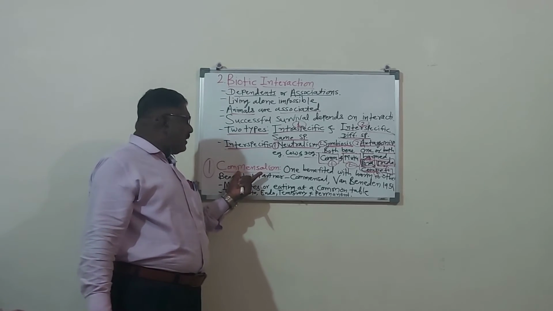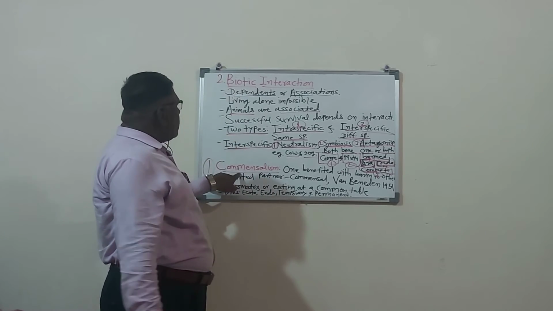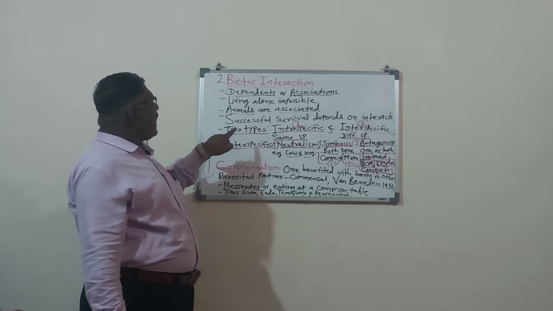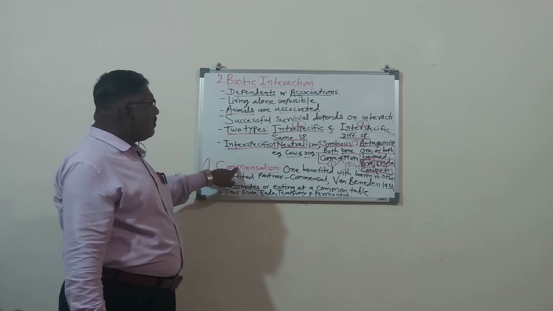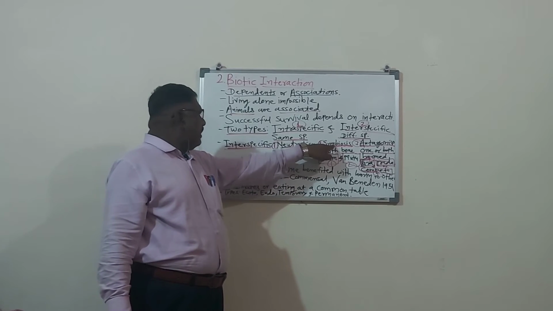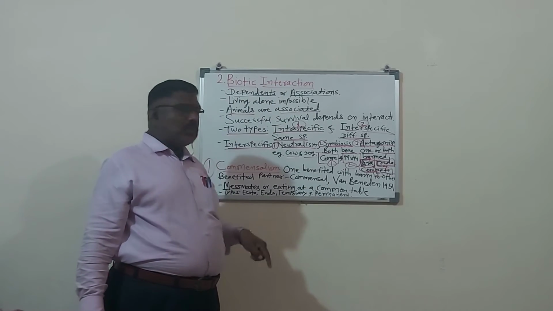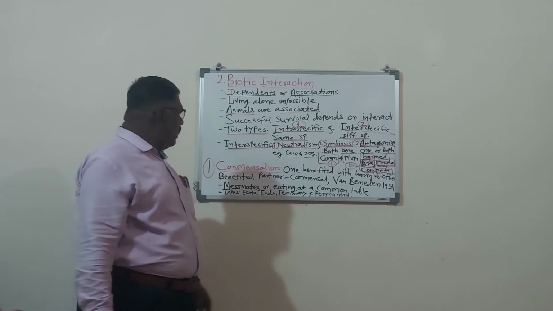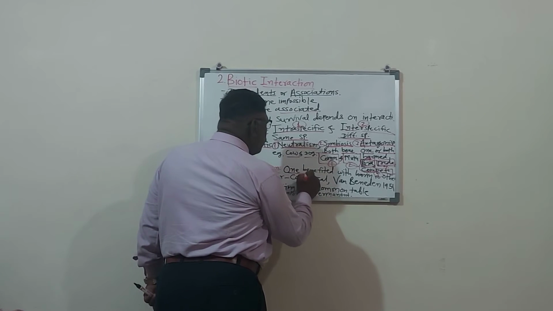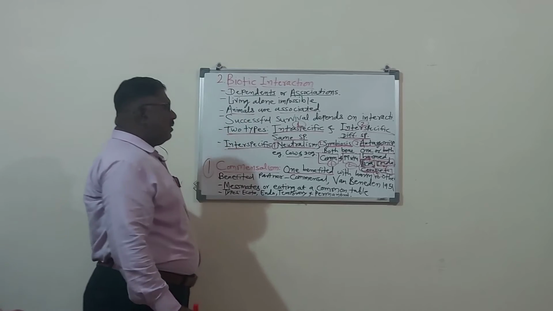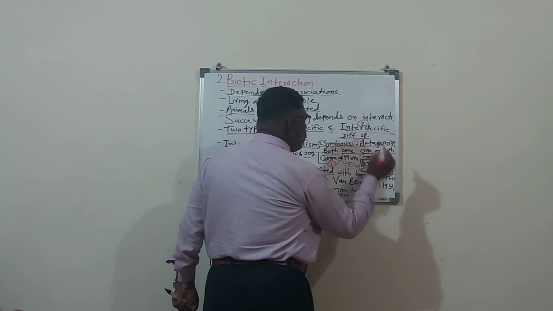So for commensalism, first we will see the definition. What is commensalism? Commensalism broadly is a type of biotic interaction. Commensalism is a symbiotic interspecific biotic interaction or association. Here in commensalism, one partner is benefited without harm to the other partner.